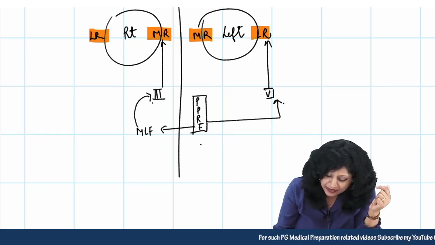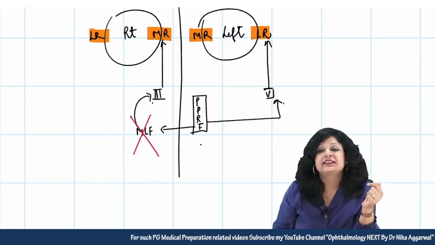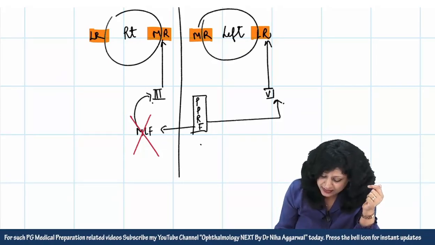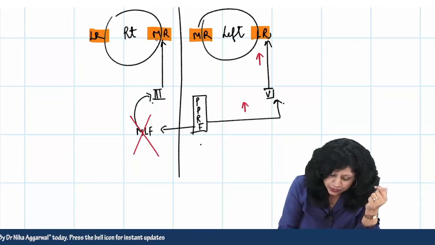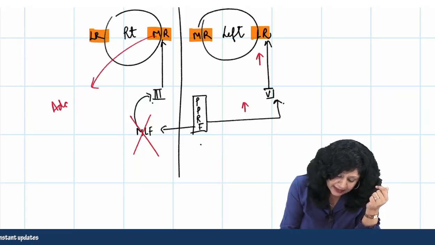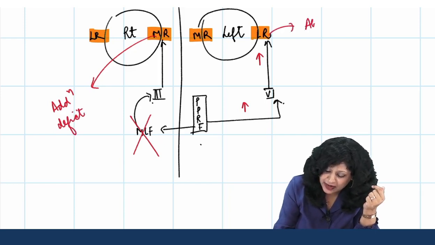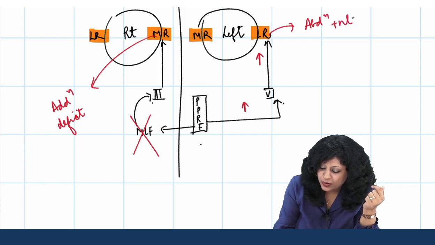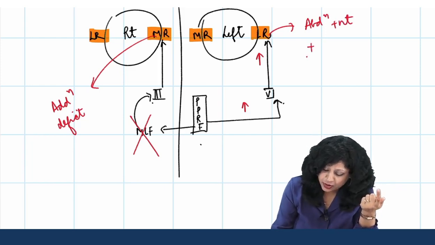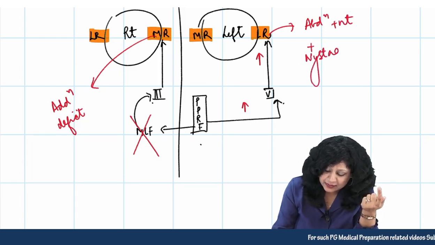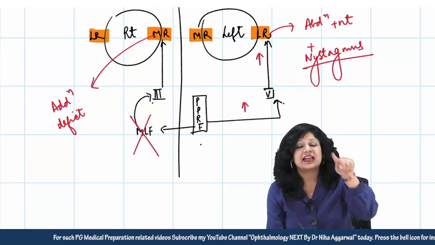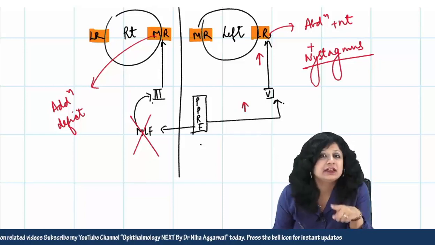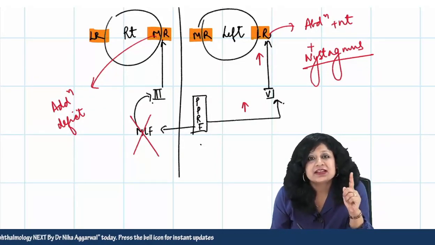So if I have a lesion of this MLF of the right side, now what is going to take place? There will be an increased innervation to this lateral rectus. So this side I will have the adduction deficit and the other side I will have the abduction present. But because it has an increased innervation, along with this I will have nystagmus. So I think this concept is very, very clear. Whichever side I have the adduction deficit, that side medial longitudinal fasciculus lesion is there.